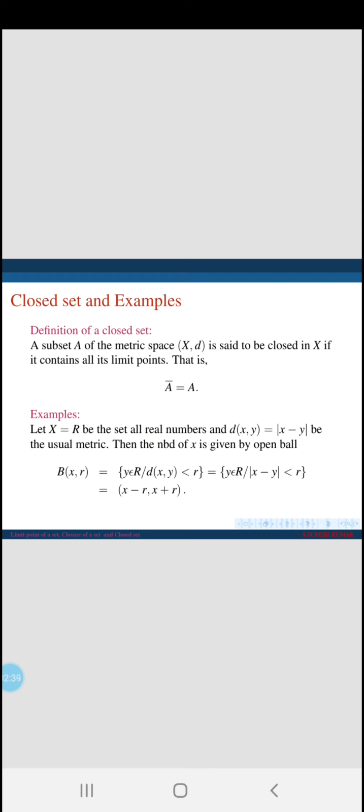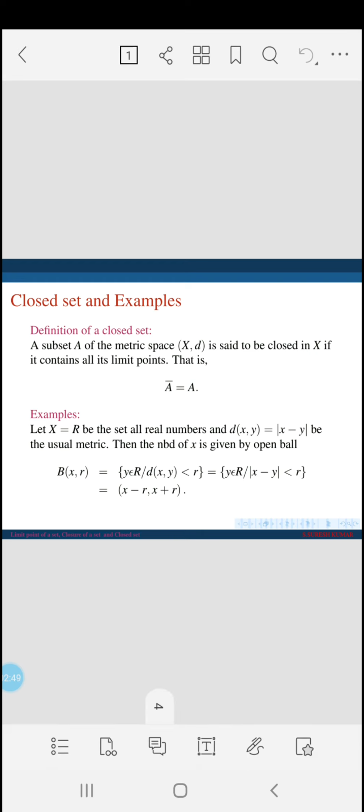Next, we are going to see a few examples of limit point of a set and its closure. First, we consider X is equal to the set of all real numbers R, and d(x, y) is equal to mod x minus y. That is the usual metric on R.